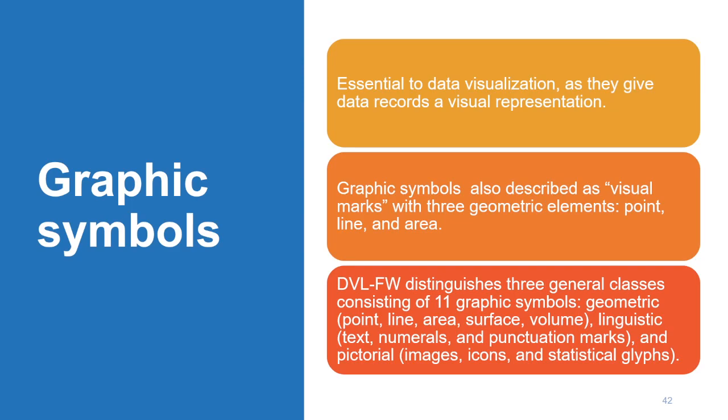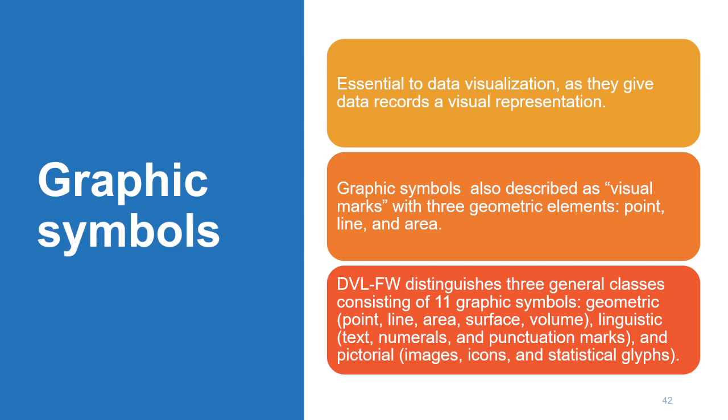Then when we talk about those graphic symbols, the marks that we introduced the other day, the framework distinguishes three different classes of graphic symbols. It talks about geometric symbols, linguistic symbols, and pictorial symbols. Geometric symbols are basic forms like point, lines, area, surface, volume, things that are mapped to the physical world. Linguistic symbols are those constructed by human beings, like text, numerals, punctuation marks.